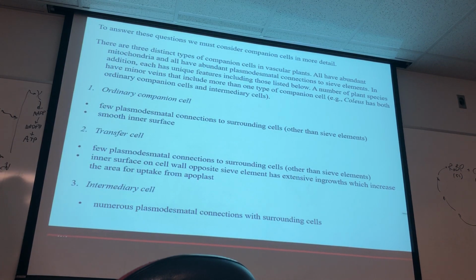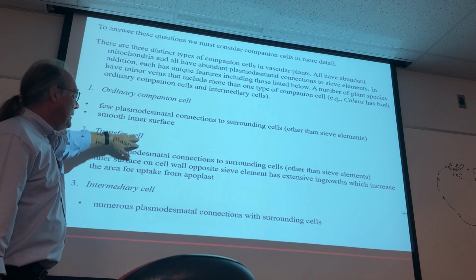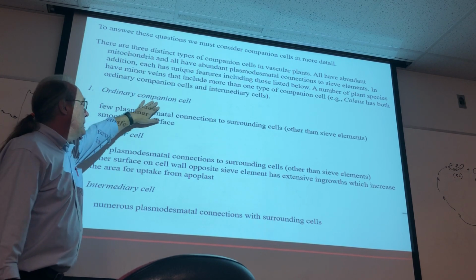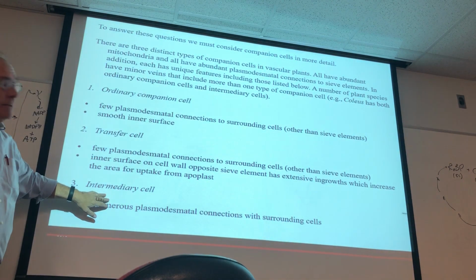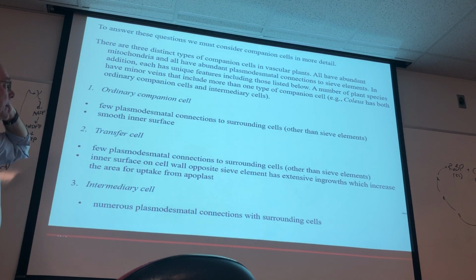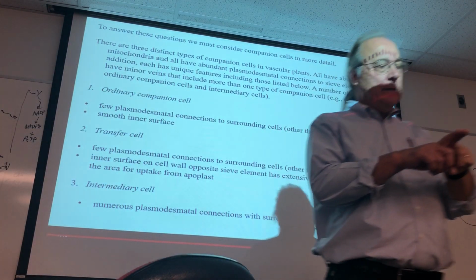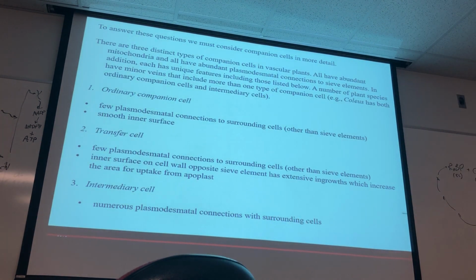So, implying that there's a lot of transport of substances between those 2 cell types, the companion cell and the sieve element. All right, the 3 kinds of companion cells that have been identified: ordinary, transfer cells, intermediary cells, differ from each other in at least these following ways. The ordinary companion cell has few plasmodesmatal connections to any other cell besides that sieve element. So lots of plasmodesmata there, few or none with any other cell around.